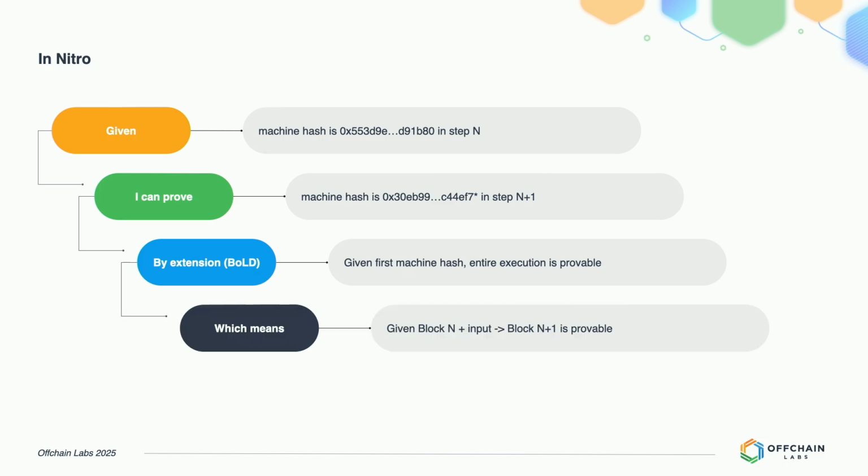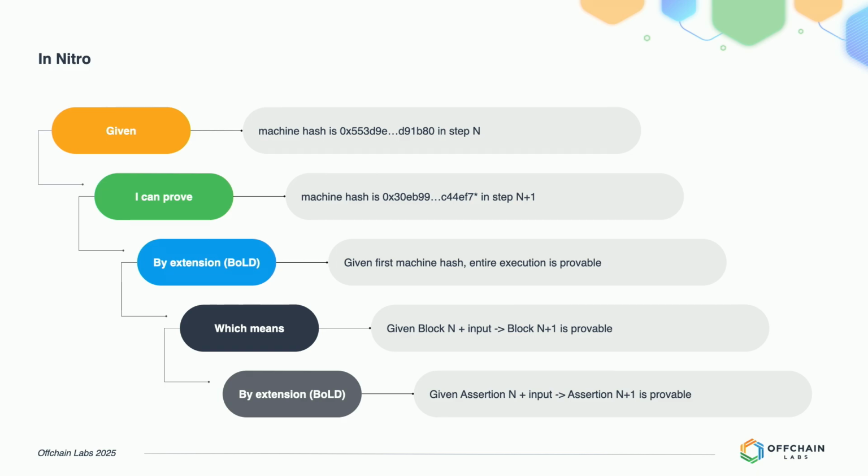In Nitro, an execution produces a block knowing the previous block. So if we both agree, or if Ethereum believes that it now knows what's in block n, what's the hash of block n, and what's the next input, I can prove to Ethereum what's going to be exactly block n plus 1, using the arbitrator, and that's basically how ARB1 is proven.